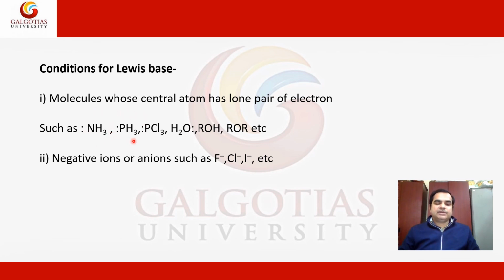We also have PH3, PCl3, H2O, ROH, ROR. These are some of the species whose central atom possesses a lone pair of electrons. That's why they can behave as a Lewis base. Similarly, negative ions or anions like F- ions, Cl- ions, iodide ions are also behaving as a Lewis base in reactions.